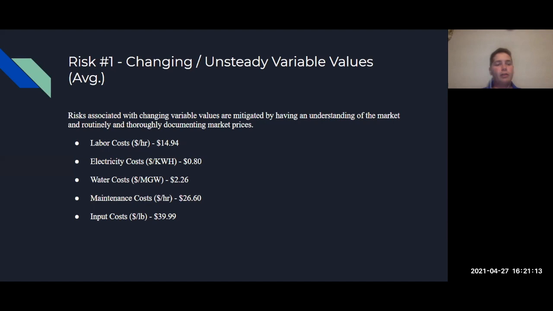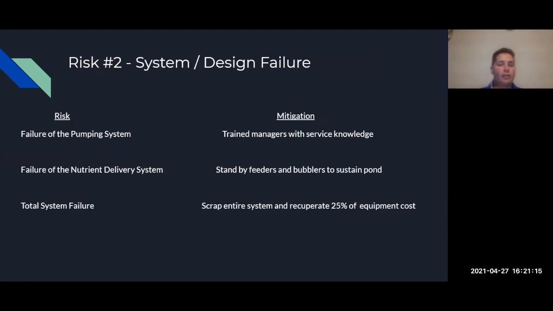So then we'll be going into the second risk, which would be a system and design failure. And so the three main risks of the system or design failure that I have found through analyzing the system would be a failure of the pumping system, failure of the nutrient delivery system, or a total system failure. So first of all, with a failure of the pumping system, which is located on the backside of the pond, kind of out of view as not to be an eyesore, it can occur from pumps being overloaded, losing power, or imploding, thus compromising the system.